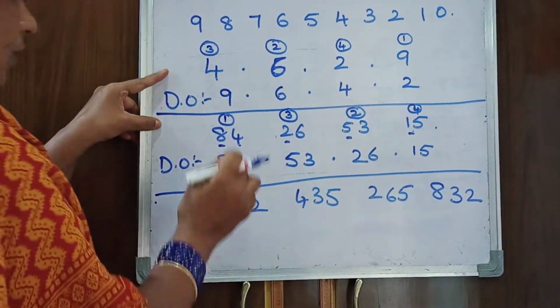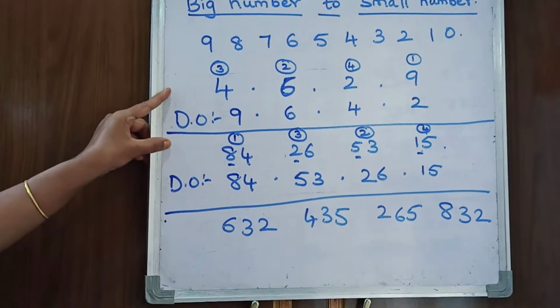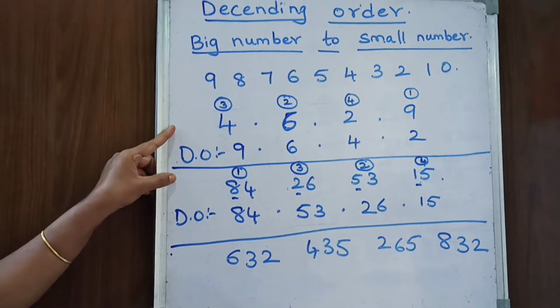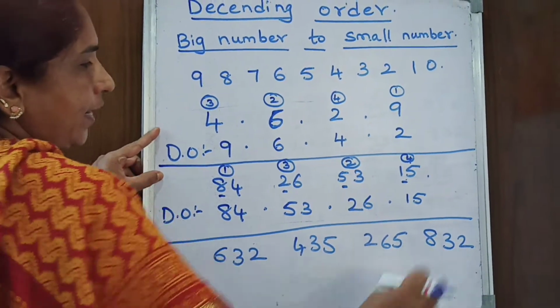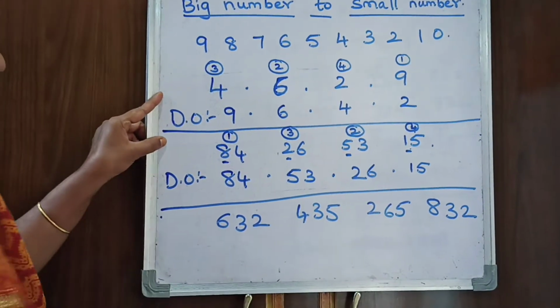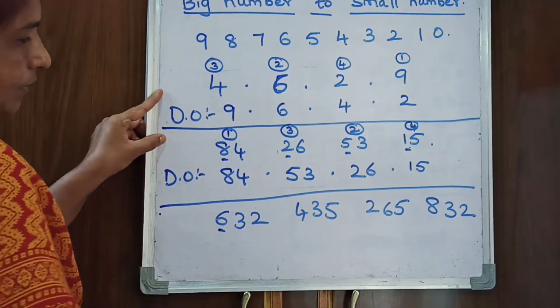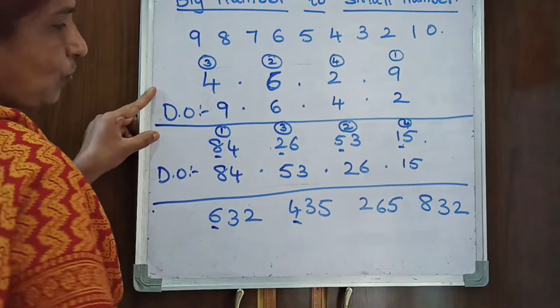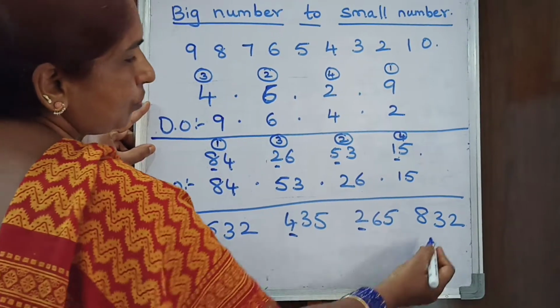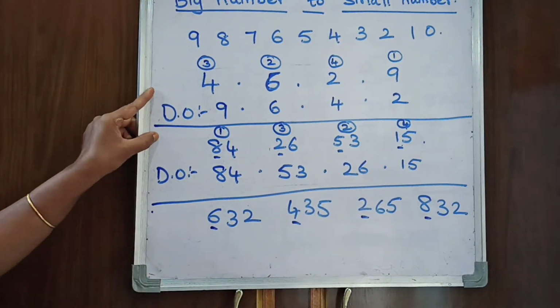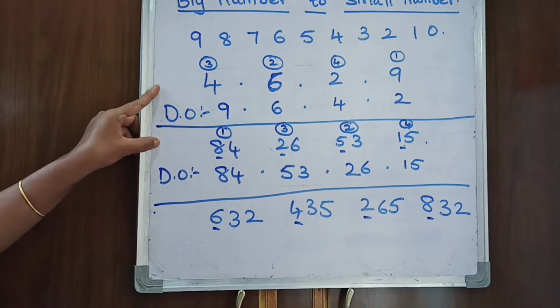Now see here. 632, 435, 265, 832. See here. First number is 6. First number is 4. First number is 2. First number is 8. So all are different numbers.